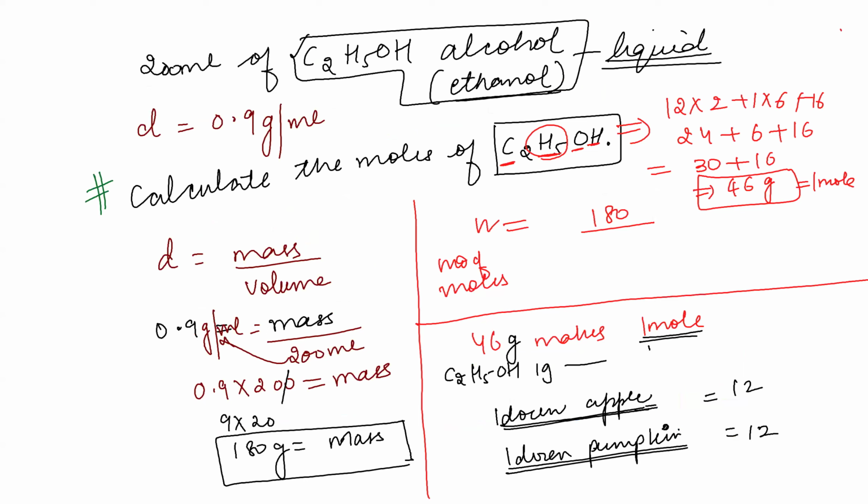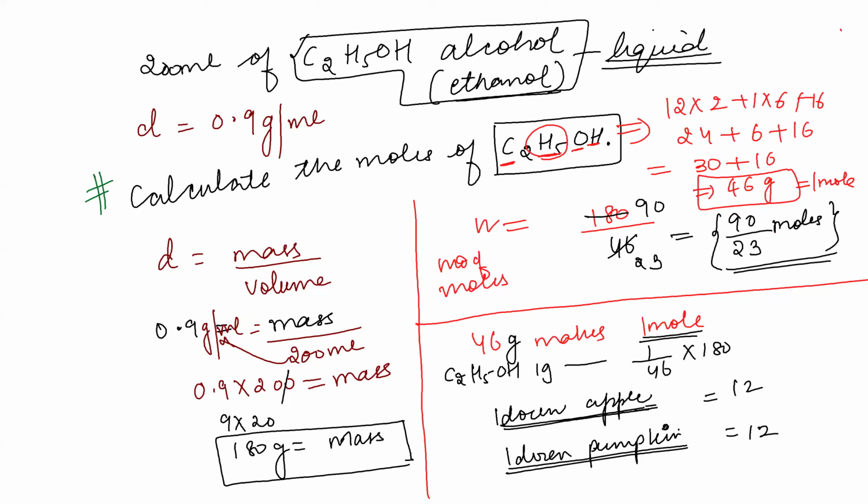So 1 gram will make 1 by 46 moles. You have 180 grams, so basically 180 divided by 46 is going to give you the moles. It's going to be 90 over 23. These many moles it is going to have. Understood my point or not? Got the point? So it says calculate the moles of C2H5OH.